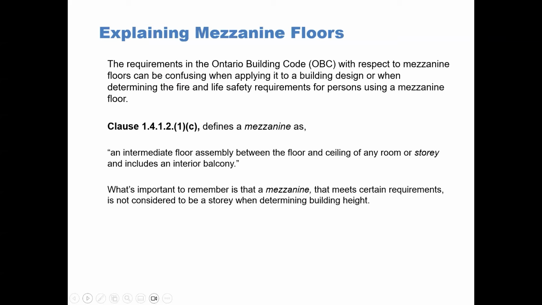Clause 1.4.1.2, bracket 1, bracket C defines a mezzanine as an intermediate floor assembly between the floor and ceiling of any room or story, and includes an interior balcony. What's important to remember is that a mezzanine that meets certain requirements is not considered to be a story when determining building height. This is critical when dealing with classifying a building under Section 3.2.2.